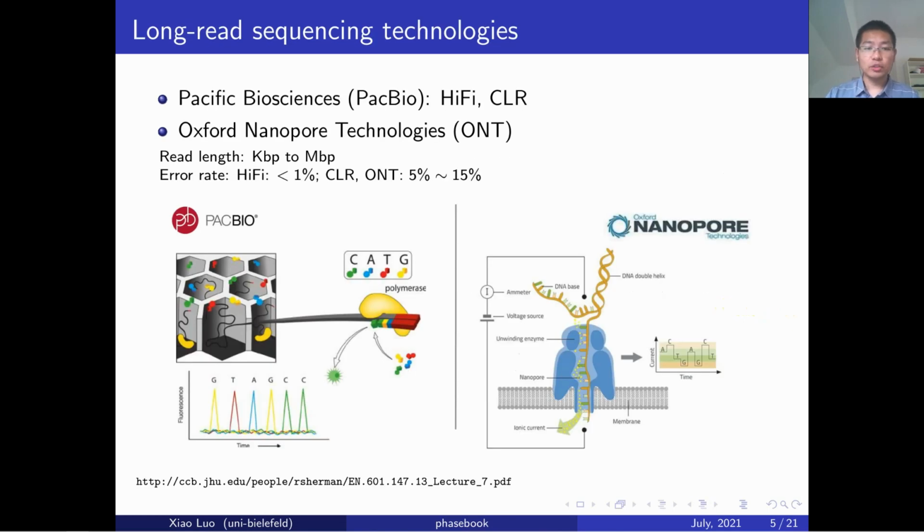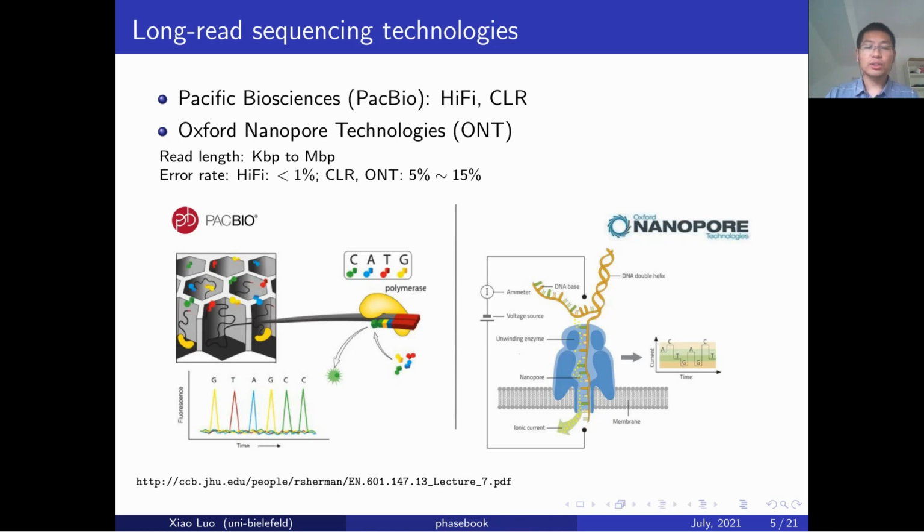Over the last few years, long-read sequencing technologies improved genome assembly a lot because of their long read length. Generally, the read length is from several kbs to hundreds of kbs, or even megabase pairs, such that they can span the complex repeat regions in the genome. There are two long-read sequencing technologies, PacBio and nanopore sequencing.